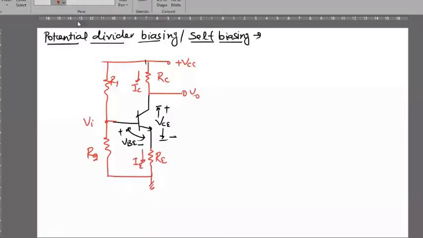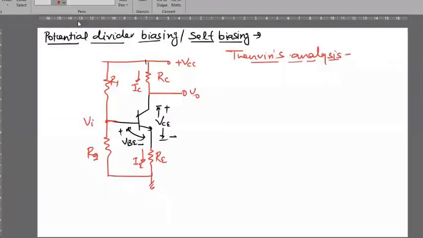For analysis of this circuit, we use Thevenin's theorem. Have you studied Thevenin's theorem? Yes, sir. Similar kind of thing we utilize here for calculation of the different parameters related to potential divider biasing of common emitter transistor. Generally, we have to calculate the value of this resistance and voltage VI. So let me make this circuit simpler.